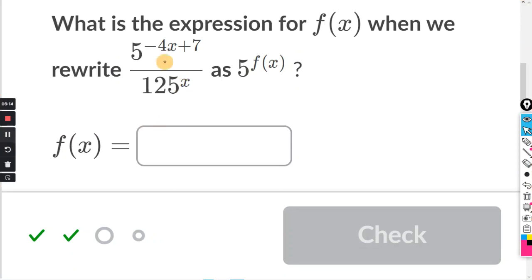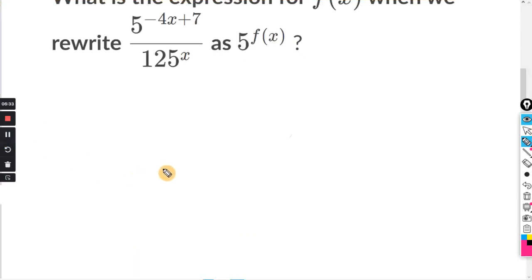Okay, they want us to rewrite this fraction as 5 to the f of x. And they ask us, what is f of x, the exponent? So again, I'm just going to set these equal to each other and solve for f of x. Or at least I'll make these equivalent and see what the exponent is. Okay, I have an idea here.